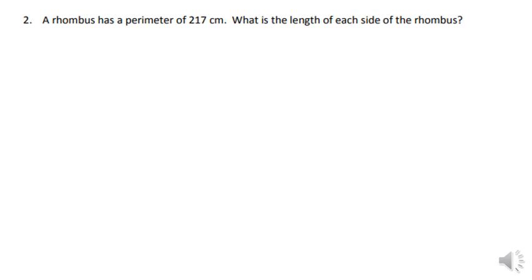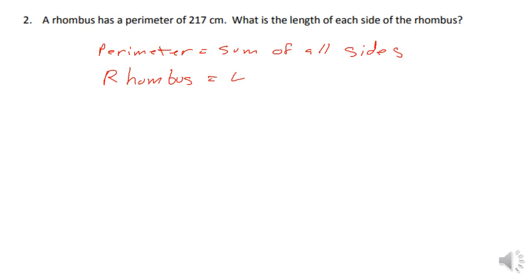A rhombus has a perimeter of 217 centimeters. What is the length of each side of the rhombus? Well, I know that a perimeter is equal to the sum of all sides. And I also know a rhombus has 4 equal sides. So since this perimeter is 217 centimeters and there are 4 sides, if I divide it by 4, I'll be able to find out the length of each side.